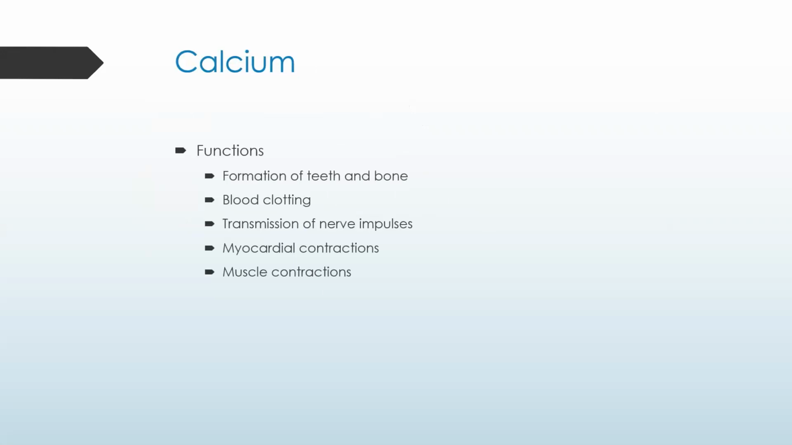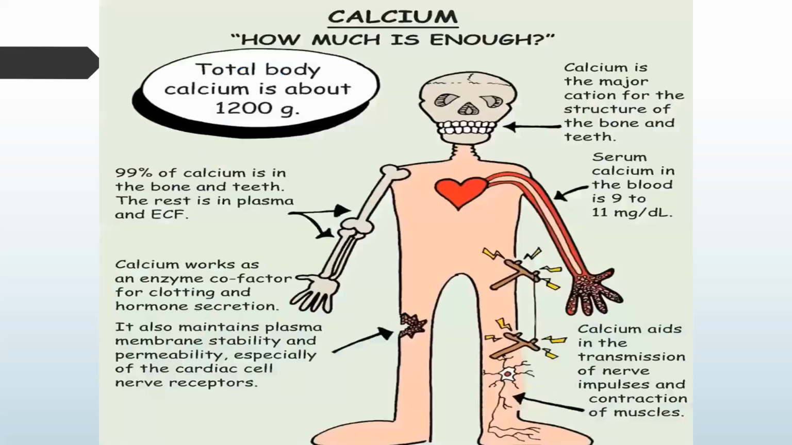Calcium is necessary for many metabolic processes. It is a major cation in bones and teeth. Calcium plays a role in blood clotting, transmission of nerve impulses, myocardial contractions, and muscle contractions. Total body calcium is about 1,200 grams. 99% of calcium is in the bone and teeth. The rest is in the plasma and extracellular fluid.